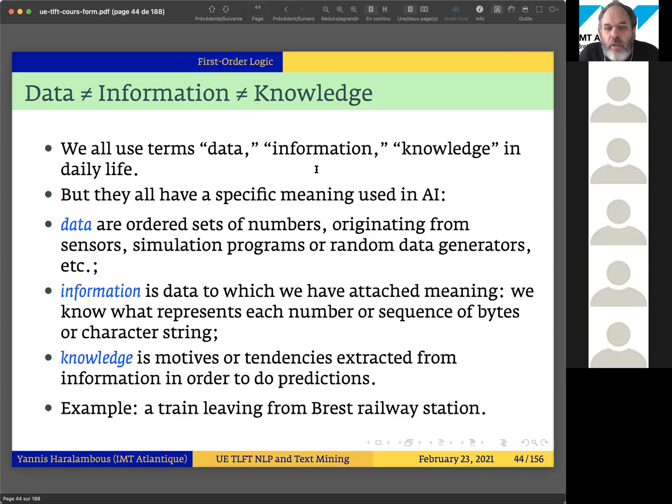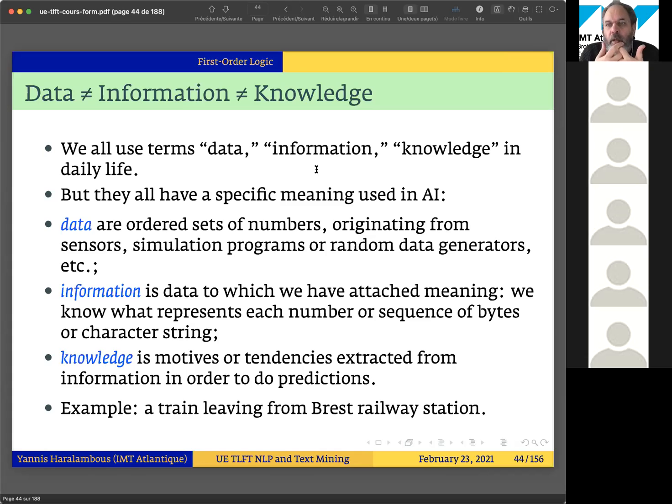So information is data plus a specific meaning for every part of data. Now, what is knowledge? Knowledge is something that allows us to do predictions. So it's patterns or tendencies in data and in information. So example, let us take the Brest railway station. I put sensors, cameras, microphones, photoelectric cells, and so on. These sensors send me numbers. These numbers are data.